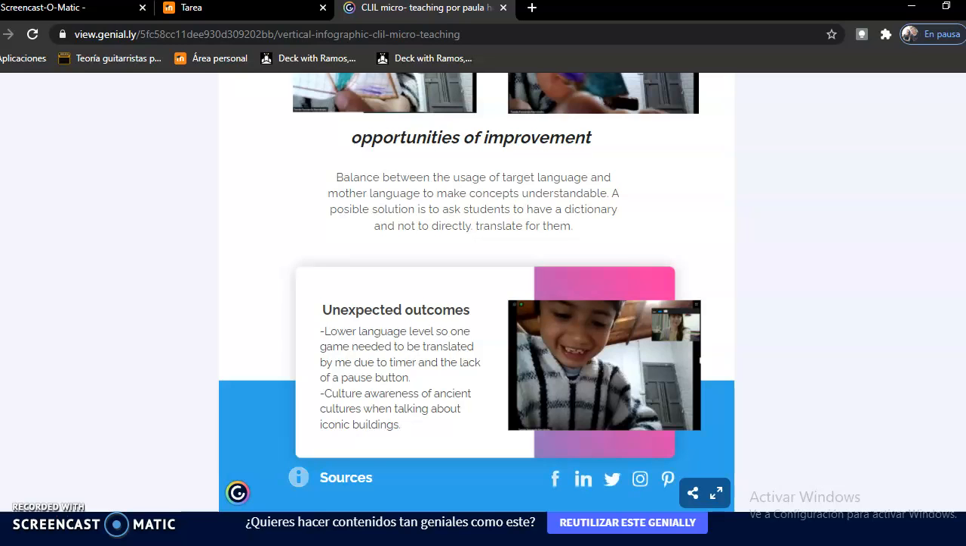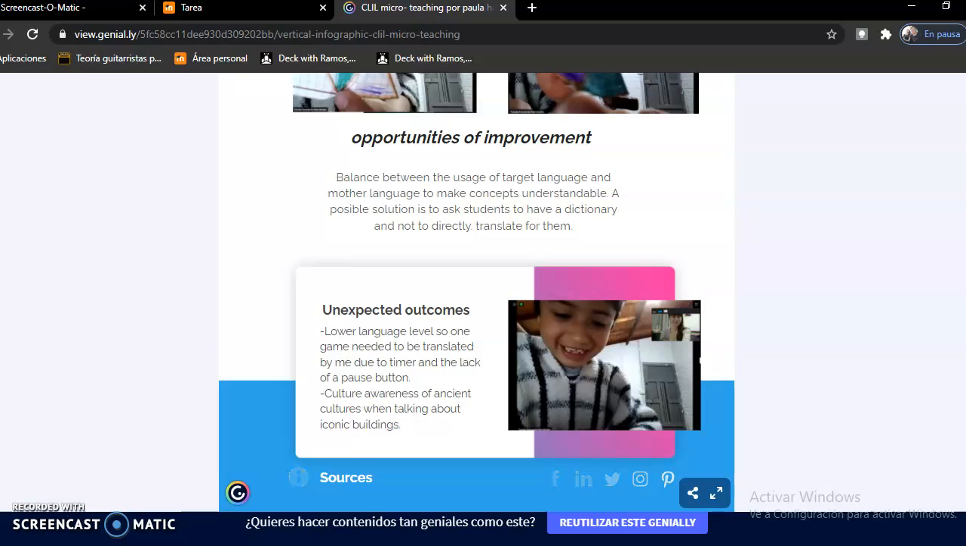For the unexpected outcomes, the first one is the lower language level. On this aspect, one game that I designed needed to be translated by me due to the timer and the lack of a pause button. It was an interactive game, and he was excited to complete it. So I decided to translate it just to complete the task. It was impossible to pause it, so I translated in real time.